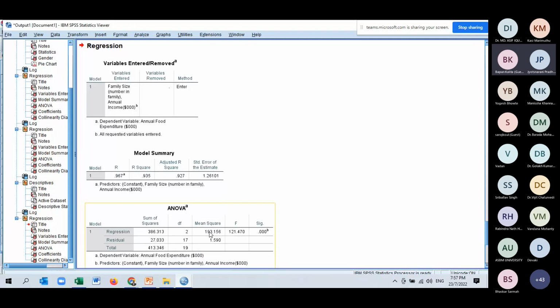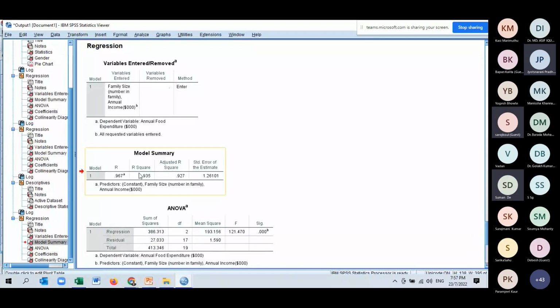So the interpretation I have given in the results, the model summary, you got it. Your family size and annual income are highly related with expenditure, R is 0.967. The R square value means 93% of the variance of expenditure can be explained by family size and annual income. The remaining 6.5%, we do not know, some other factors. Agree with me? So 93% of the variance you see in the expenditure comes from only these two factors: family size and income.